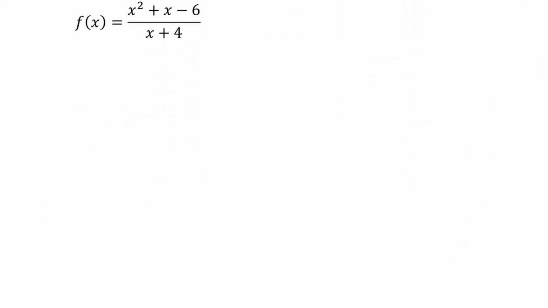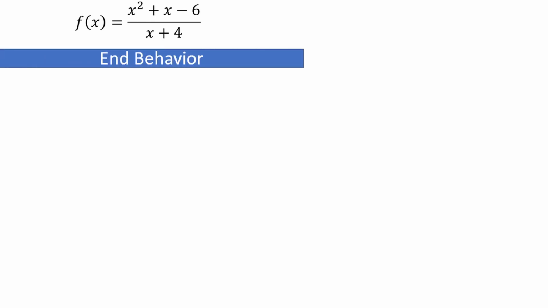Let's try another one. Say we have f of x is equal to (x squared plus x minus 6) divided by (x plus 4). Let's first talk about the end behavior. This will have an oblique asymptote because the degree of the numerator is 1 higher than the denominator.